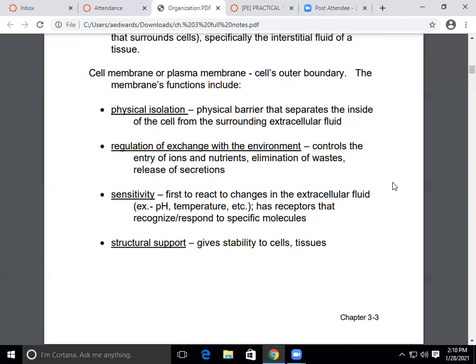So your cell membrane is selective or sensitive. It's one of the first to react to changes in your extracellular fluid, so it's going to react before the inside of your cell. If you have a change in pH, remember that's acidity or basicity, or changes in temperature, your cell membrane is going to react. And it does that because it has receptors, right?